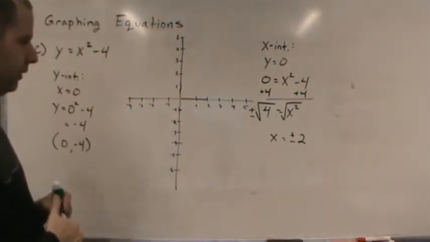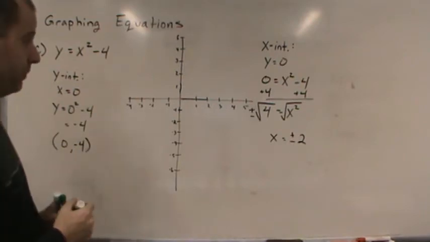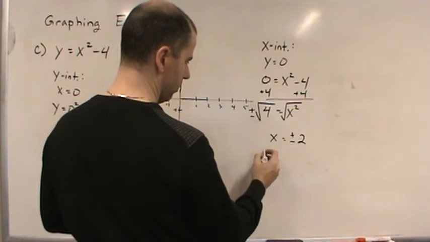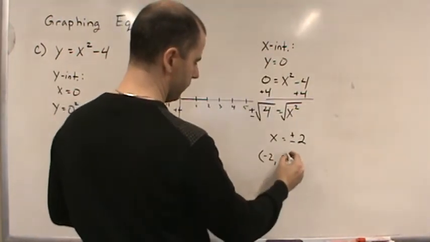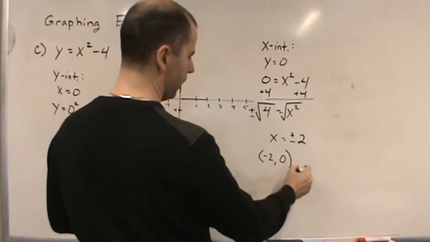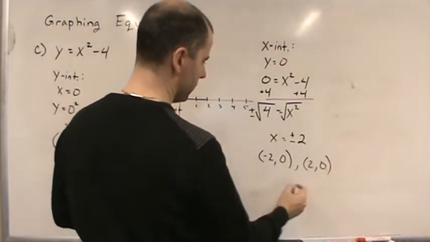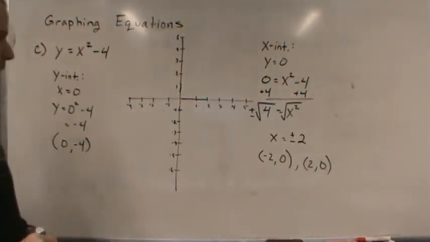Now, so what does this mean? It means there are 2 x-intercepts. There's going to be one at negative 2, comma 0. And there's going to be another one at positive 2, comma 0. So now we've got 3 intercepts.